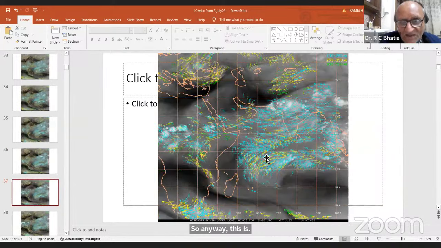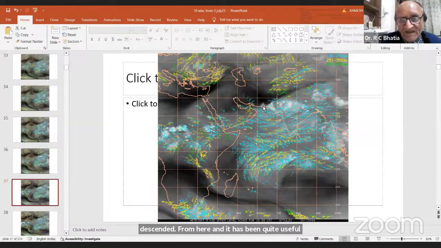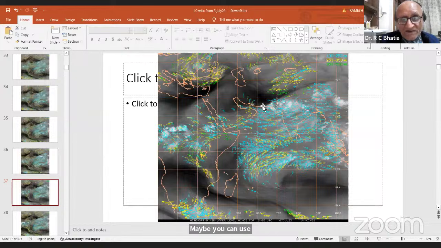Now it is the next day, the 8th. What is important is that here also a ridge has formed, and there was a vorticity center. If you see the vorticity product, the vorticity center has descended from here, and it has been quite useful for analyzing what actually happened in this event, and quite useful for diagnostic purposes. Maybe you can use it for operational purposes also, if you can analyze properly and have a proper understanding of what these features mean.